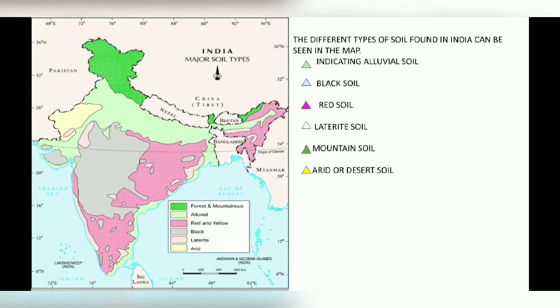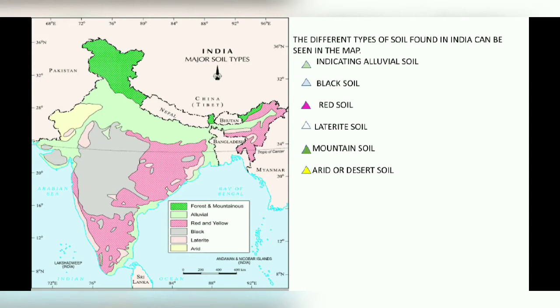Next you have the red soil, that is the pink portion in the India map. This area comprises red soil, but it's not as fertile as the black soil. But when you add manure to this kind of soil, you would be able to grow crops. Next, the fourth point, we have the laterite soil. It is light pink in color on the map. These are known as the laterite soil. It is red in color as well, and cultivation can also be done in this type of soil.